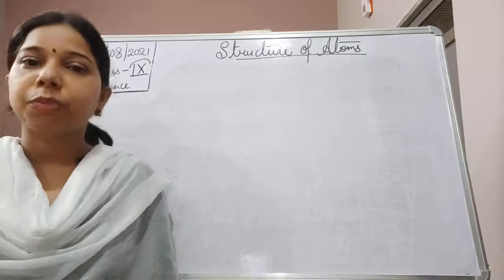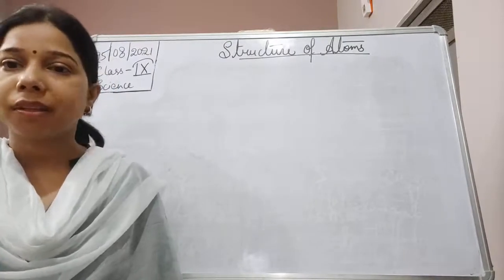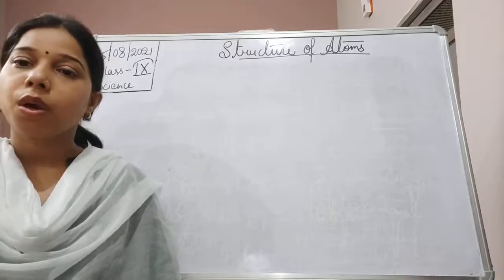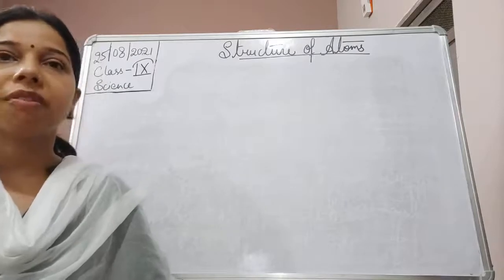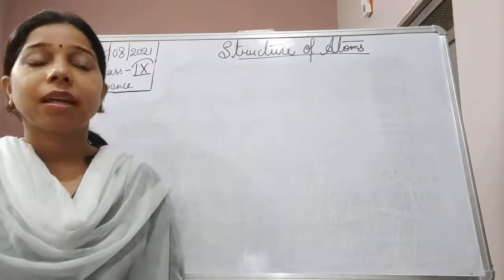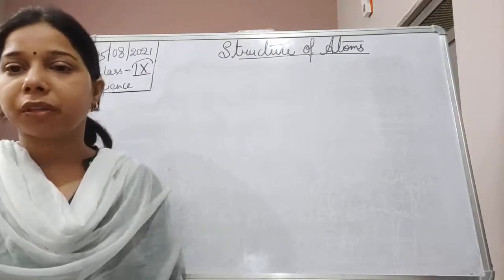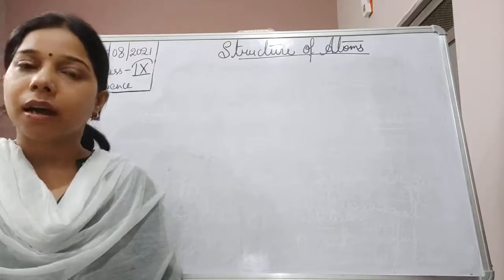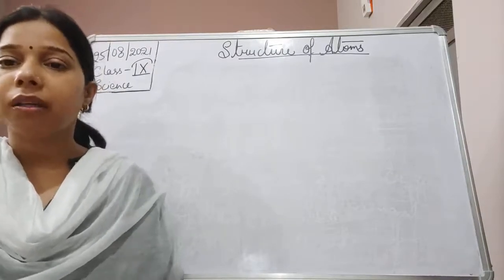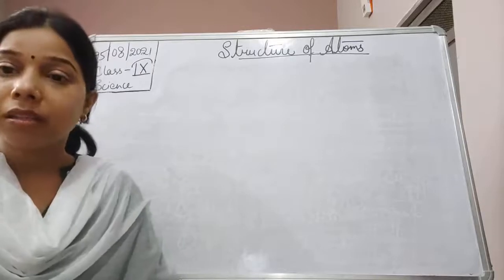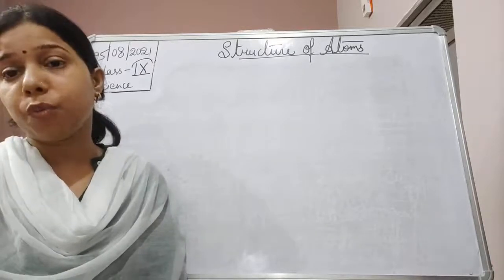So students, in the previous class, in this chapter, that is structure of atom, we were talking about the models of atom, the different models, including Thomson's, including Rutherford model of atom, as well as how Niels Bohr has explained the drawback of Rutherford model of atom.